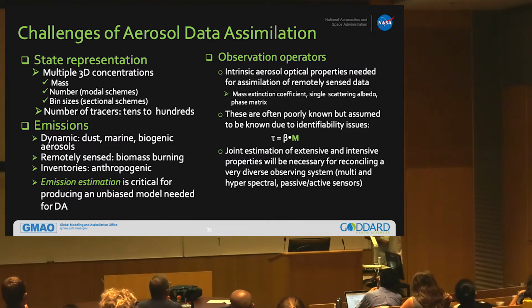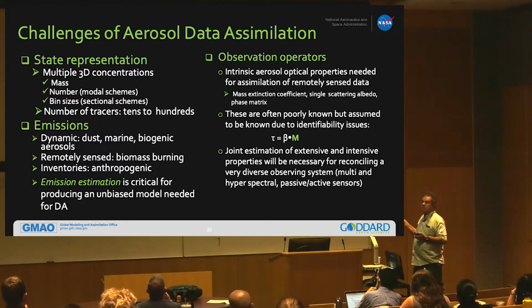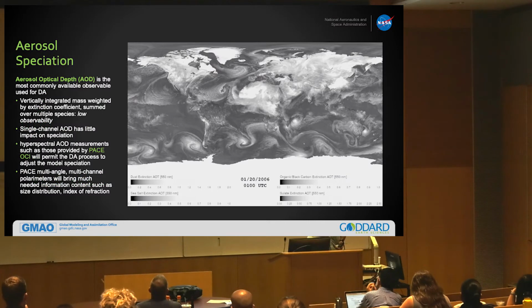But again, that is really not ideal. As you move forward, and you have instruments that give you, through the spectrum, more information about size and index of refraction properties, we now have to also start to assimilate and constrain those parameters in ways that we have not been doing. I'm going to close here.